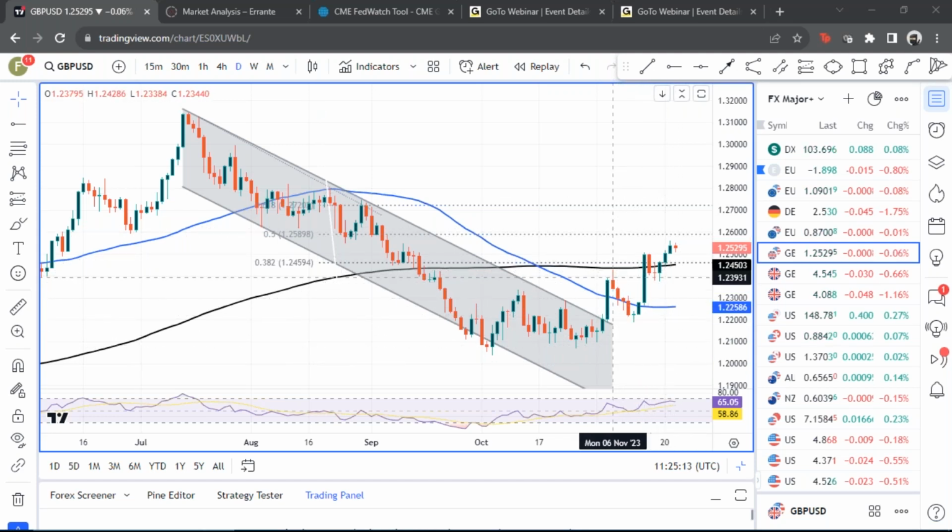Then again, you've got these fib levels through 124.59. That's the 38.2 of this decline, and then the halfway point is at 125.89. So that would be an upside target for bulls before then 127. Otherwise, there should be some decent support around 124.50, as I've said, 124.59. Okay, that's cable.